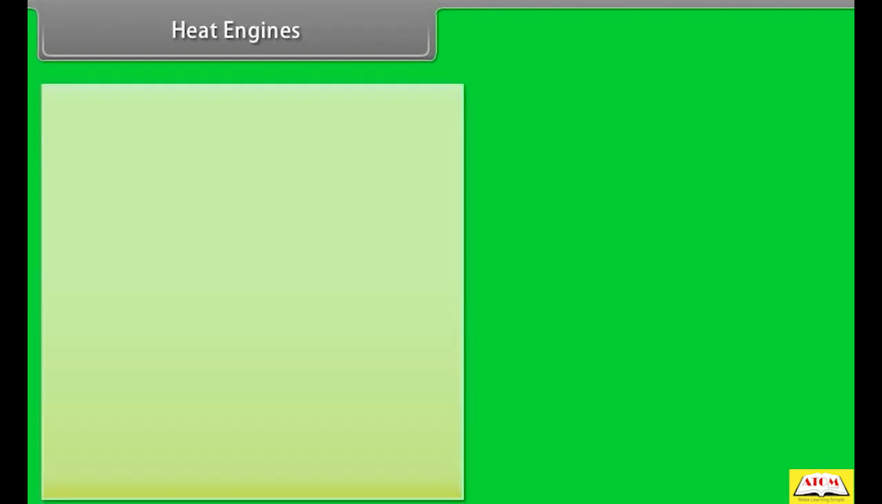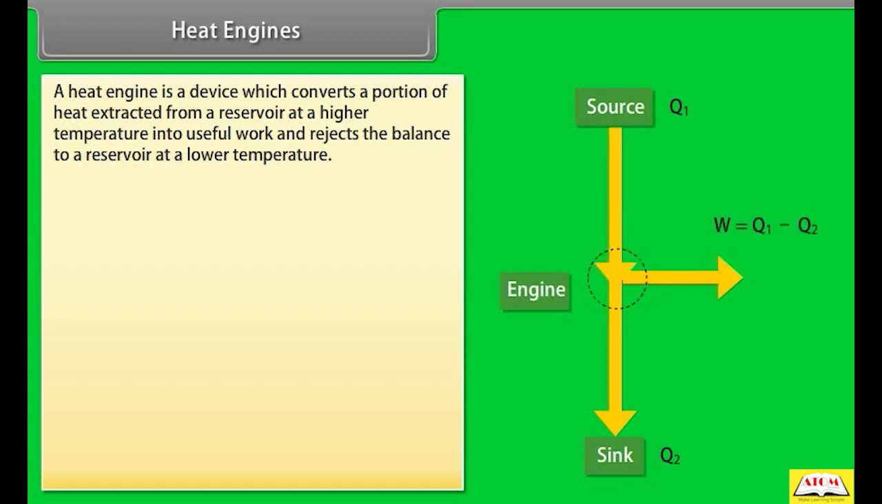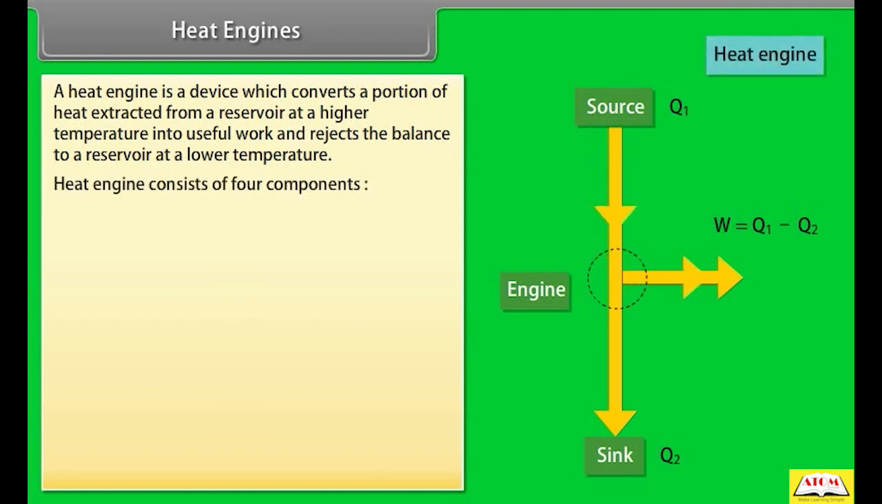Heat engines. A heat engine is a device which converts a portion of heat extracted from a reservoir at a high temperature into useful work done and rejects the balance to a reservoir at a lower temperature. Heat engines consist of four components. Source: from where heat is extracted.